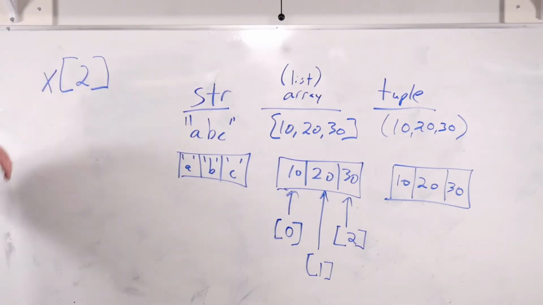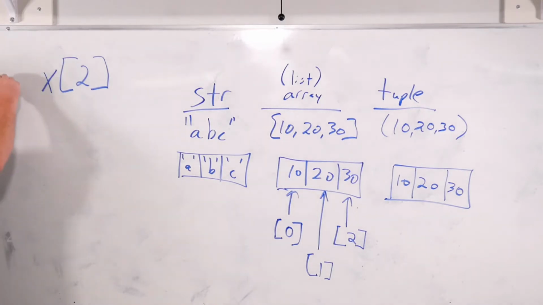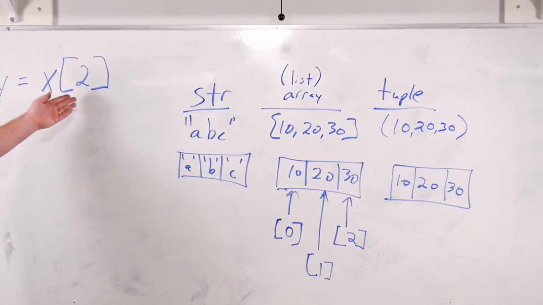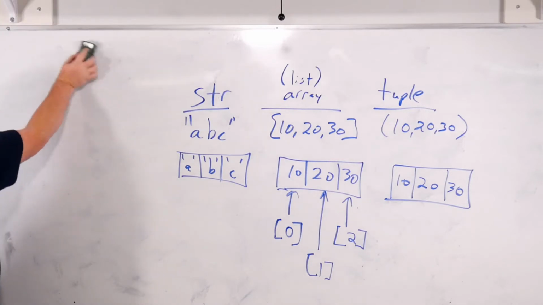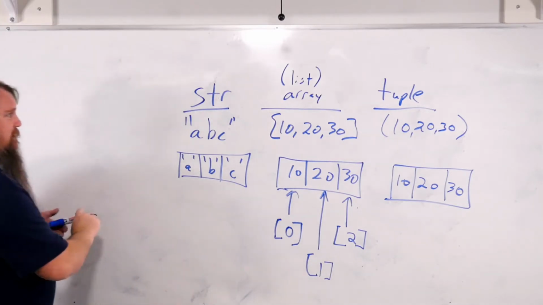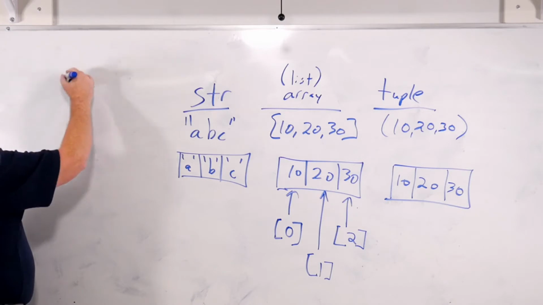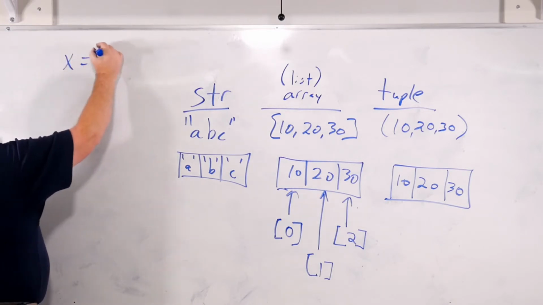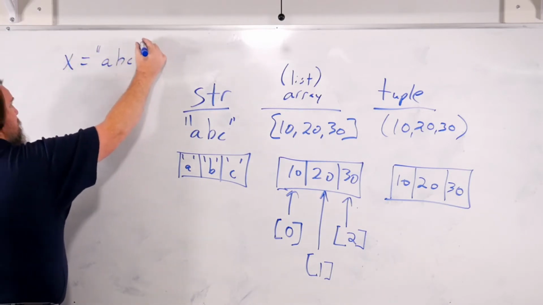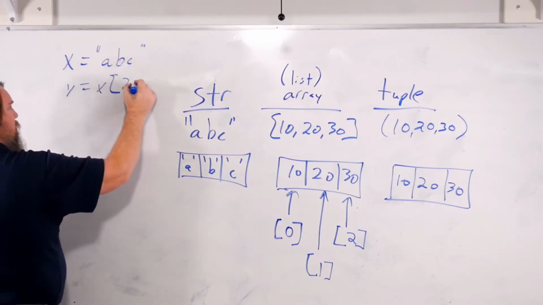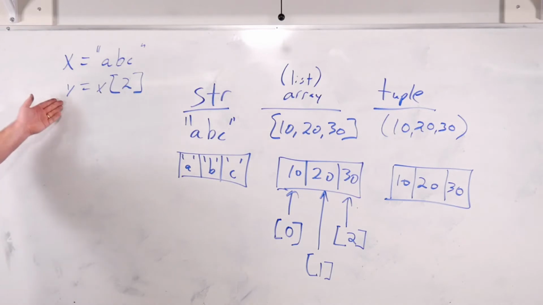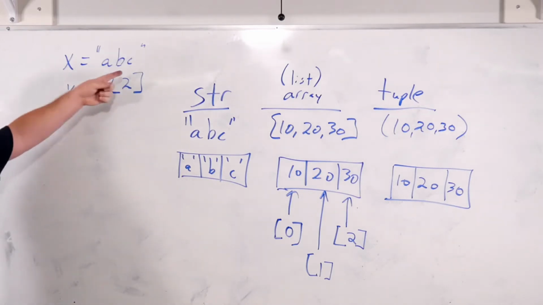You can use this, of course, to read it. You can say y equals x[2], which means read that value out and put it into y. That's probably not surprising to you that you can do that for arrays and tuples, but you can do it for characters as well. x equals ABC, y equals x[2]. Now what we've done is we've said y is now equal to C.